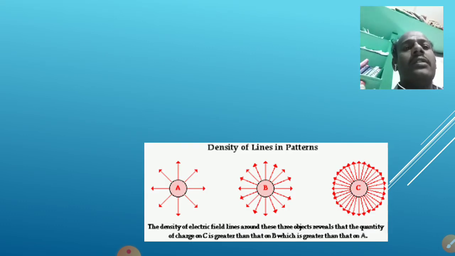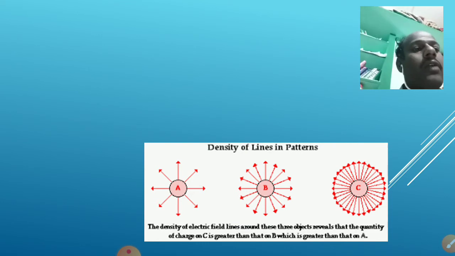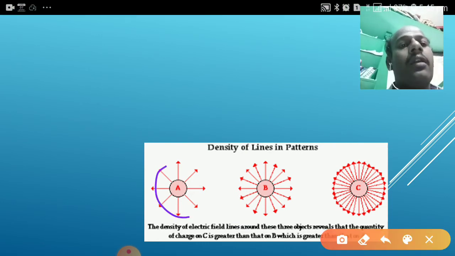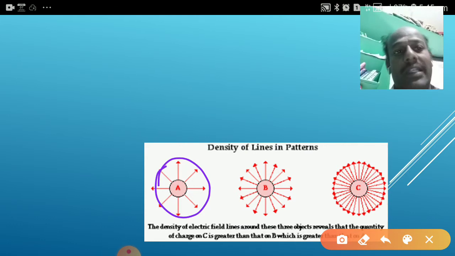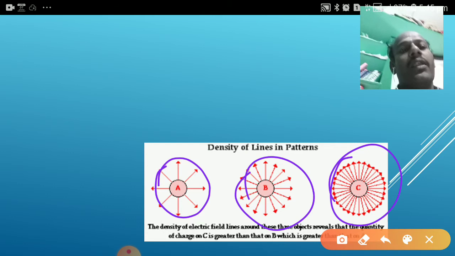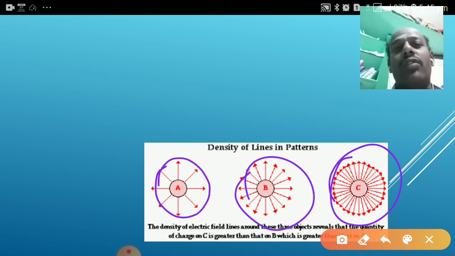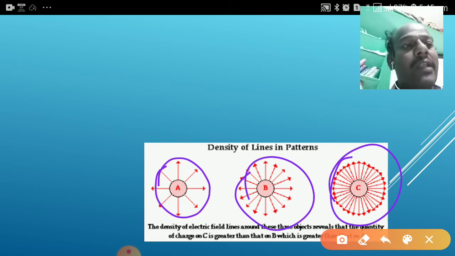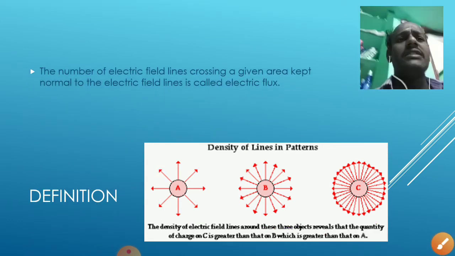Now look at the diagrams I have given you, A, B, C. Obviously at A the electric field will be less, so the electric flux will also be less. In B it will be higher, in C even higher. At C the lines of force are very close together, so obviously the electric field will be large. Okay, so this is the definition.